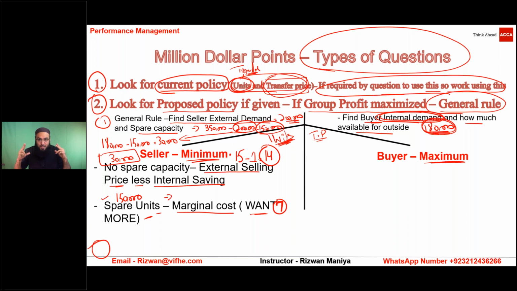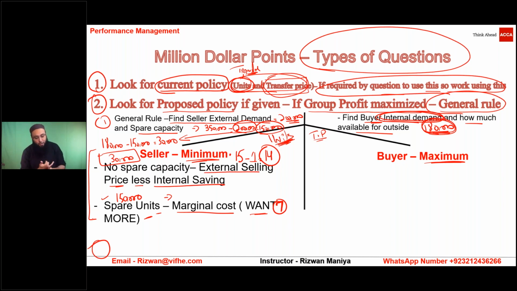Just find out the spare units. For spare, the minimum is the marginal cost of the seller. For non-spare units, the minimum is the external selling price minus the internal saving. Every question, this is applicable. I can guarantee you that. Now just remember this rule. Forget everything. Just remember one thing. This rule is based on the general rule. Now you don't need to keep in mind the general rule. It's a summary of the general rule.